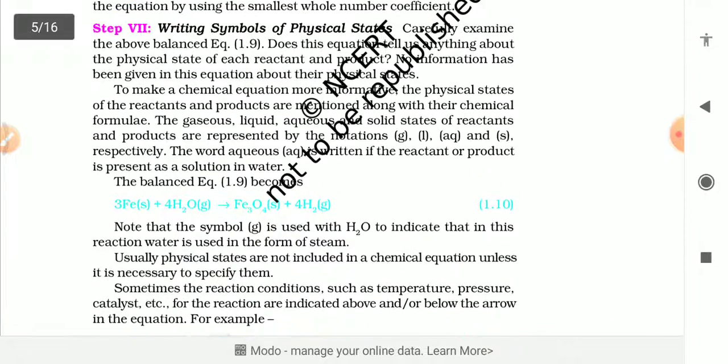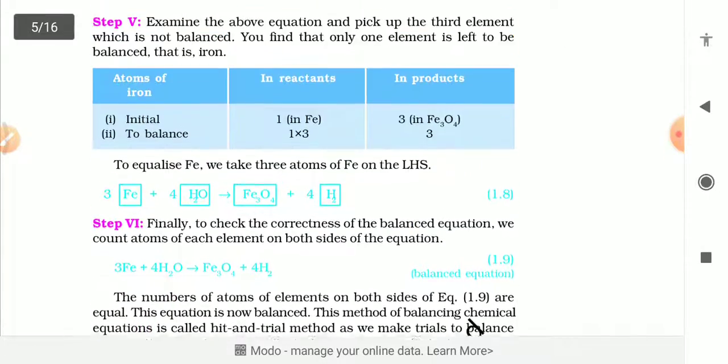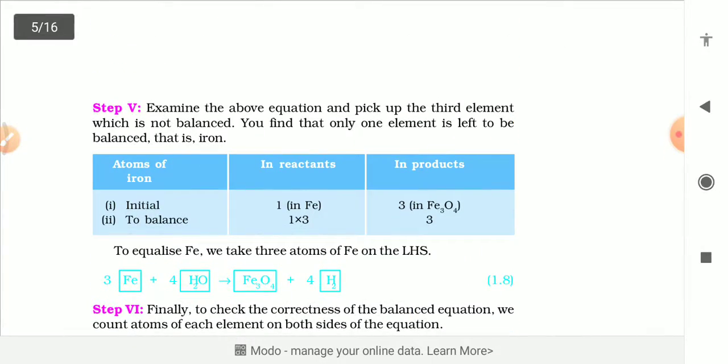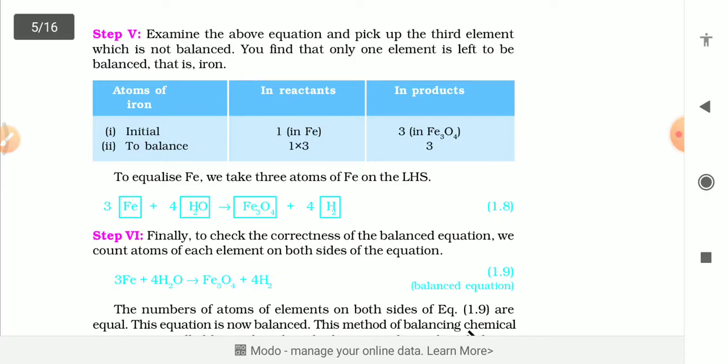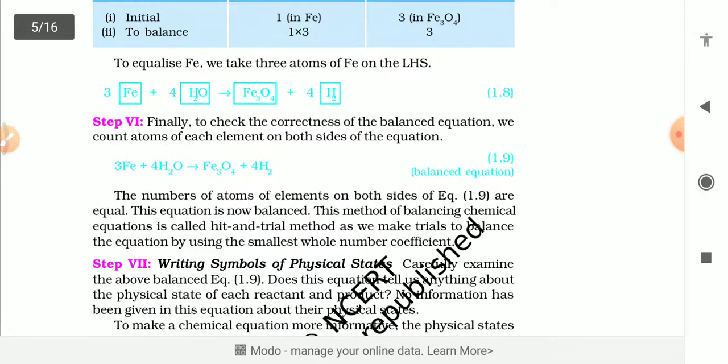Now students, see here, step 5 is to examine. I just explained about the iron. In the iron only 1 atom is there. On the right hand side 3 atoms are there. Then we will multiply the iron with 3. Now finally, to check the correctness of the balanced equation, we count the atoms of each element on both sides. The number of atoms of each element on both sides is equal.